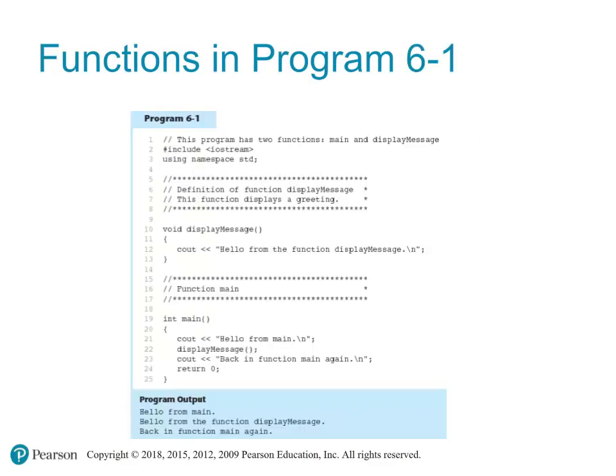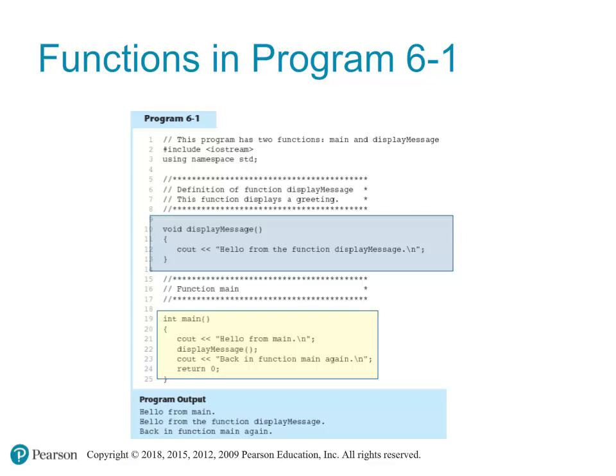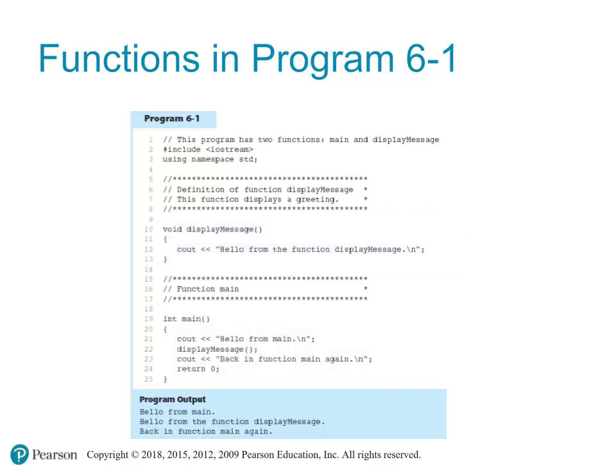Let's walk through a simple program to understand how function calls work in practice. The program contains two functions, main and display message. The main function is the entry point of the program. Execution starts there. Display message: this function displays a greeting message. First, hello from main is printed.